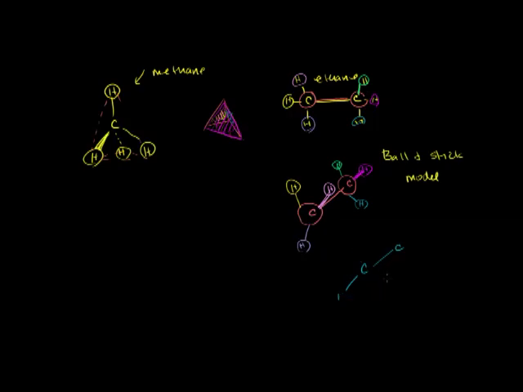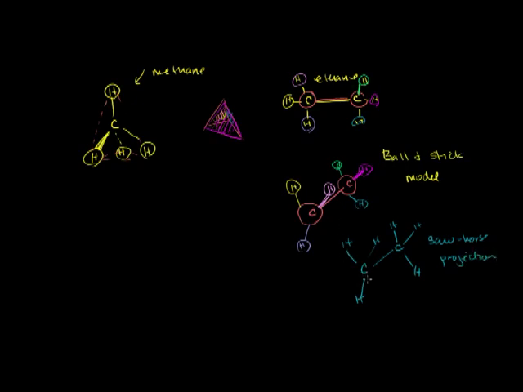Just so we see the parallel, and then we can rotate things around. The way I drew it up here, you have a hydrogen, hydrogen, and hydrogen. And then over here you have a hydrogen, hydrogen, and hydrogen. This is a sawhorse projection.